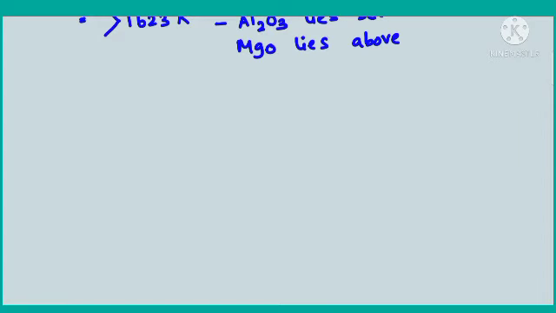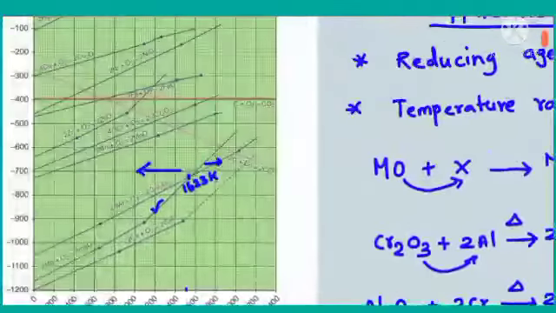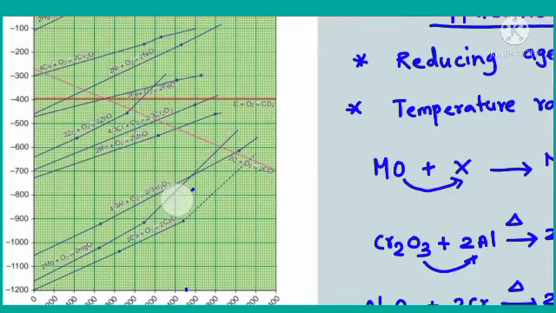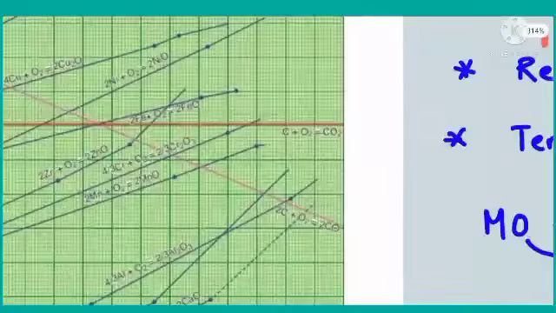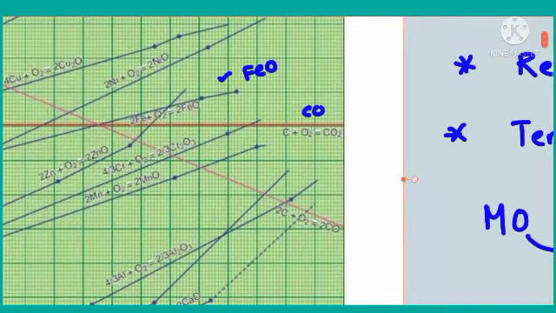Look at the Ellingham diagram, the iron oxide formation line and the carbon monoxide formation line. Look at iron oxide and carbon monoxide formation lines. Actually, this is the carbon monoxide formation line. Then this is the iron oxide formation line. This one, isn't it? Right. Now, these two lines are intersecting at this point, isn't it? This is the intersection point.